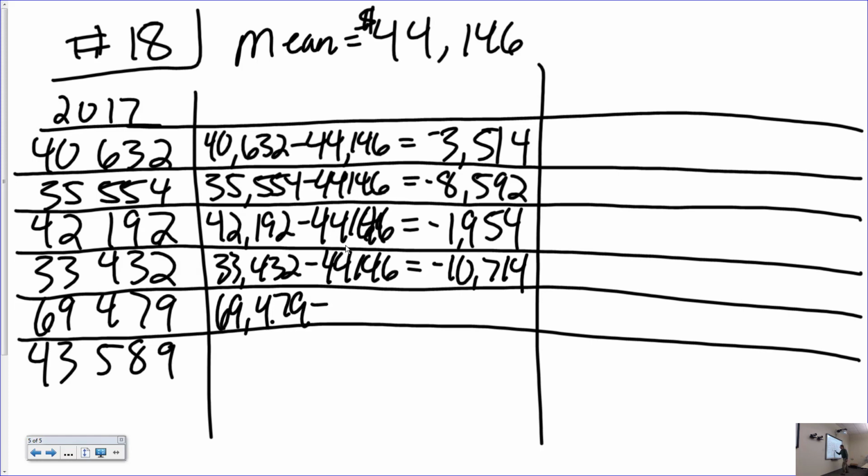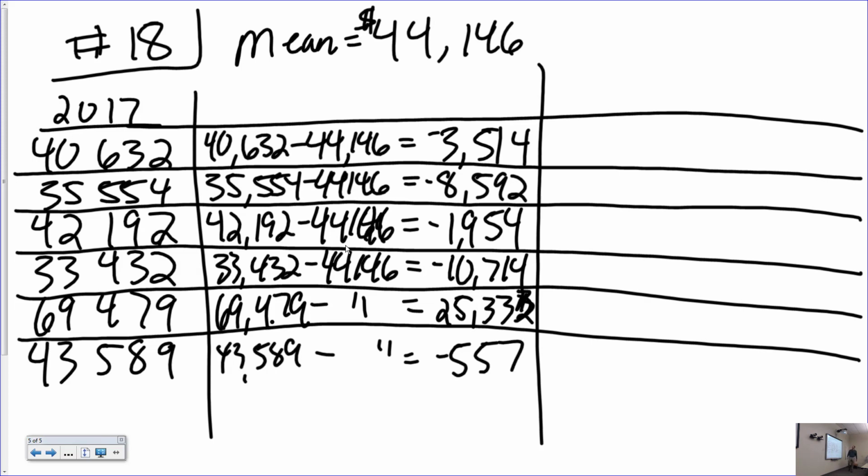69,479 minus 44,146 is 25,333, right, because it's a 9 minus a 6. That's okay. And then last but not least, 43,589 minus 44,146. Negative 557. Awesome. Well, there's nothing wrong. Those are just numbers, right? You guys can handle numbers.